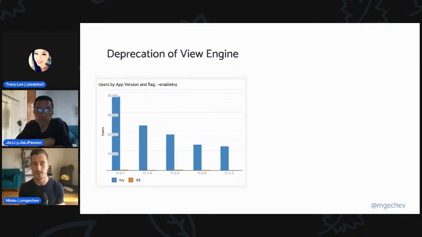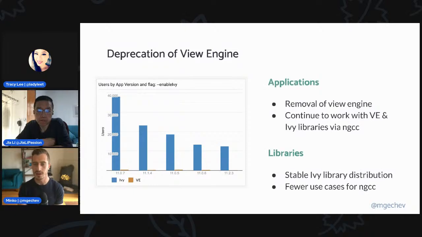So given that the majority of the ecosystem is now running Ivy, we took a couple of steps. First, we enabled Ivy library distribution for everyone. And we also deprecated View Engine by disallowing people to create new applications with View Engine. And rather than that, they could now stick to Ivy directly, so that we can more easily transition all the libraries in the ecosystem to Ivy as well.